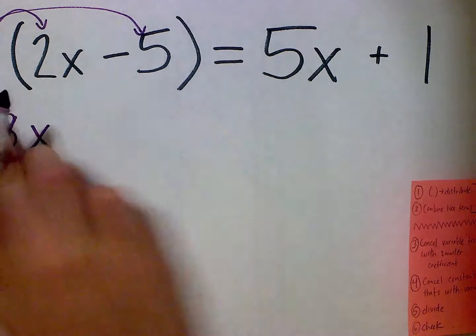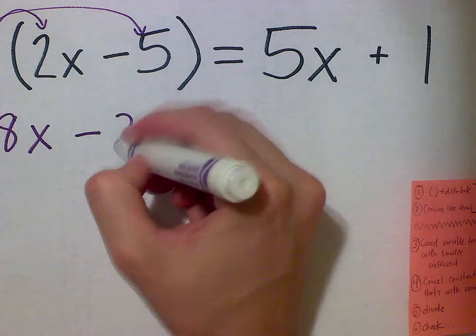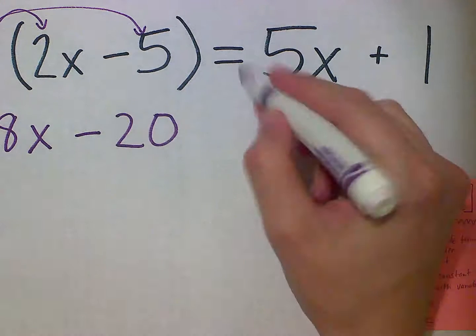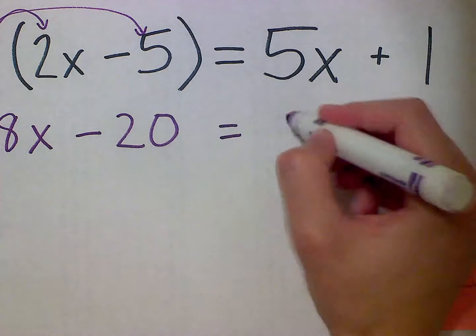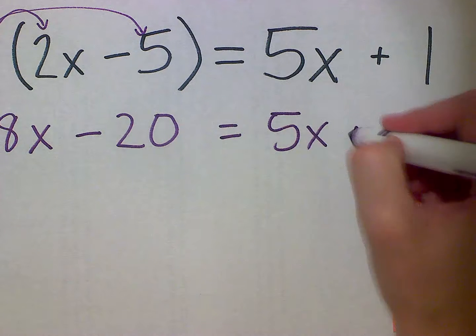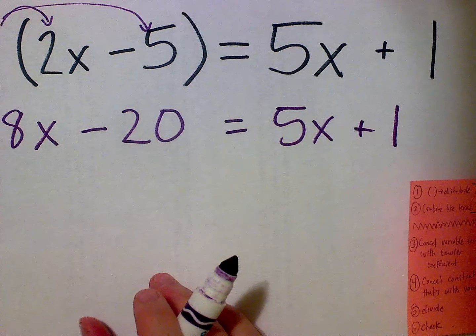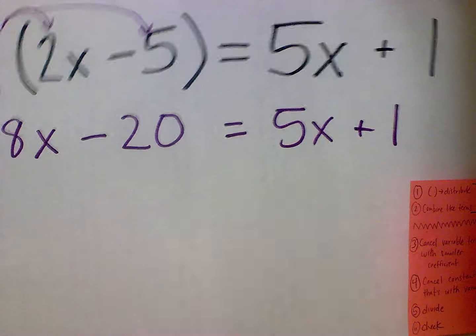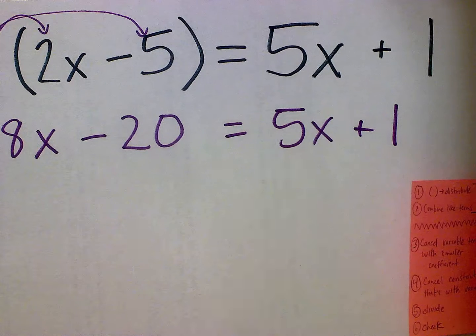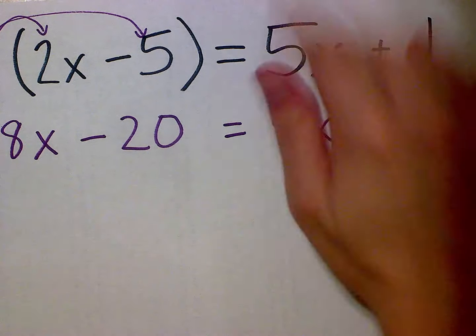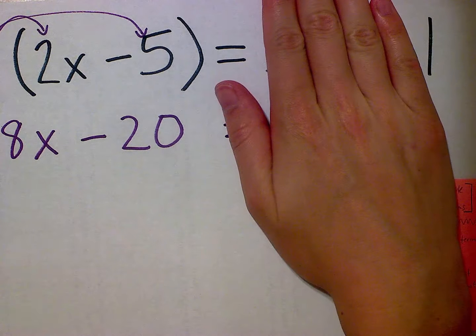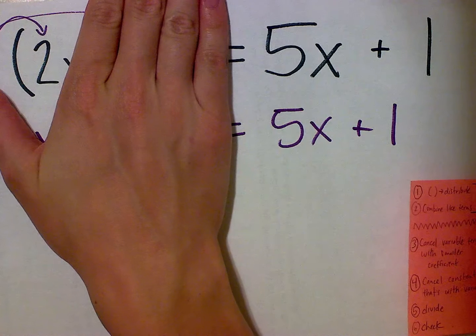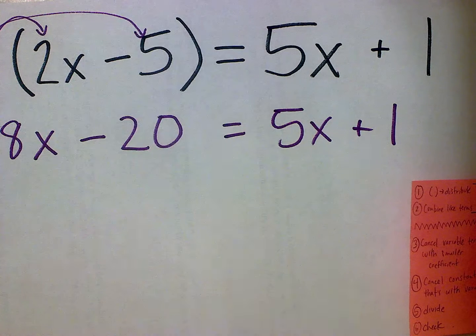8x, 4 times negative 5, minus 20. There's nothing to distribute over here, so I'm just going to bring down. Okay. Now, next step is combine like terms. I don't have like terms. So, right, and look, here's what I mean. These are like terms, but they're on different sides of the equal sign. So I look on the left side. Are those like terms? No. Look on the right side. Are those like terms? Nope. So I have no like terms.